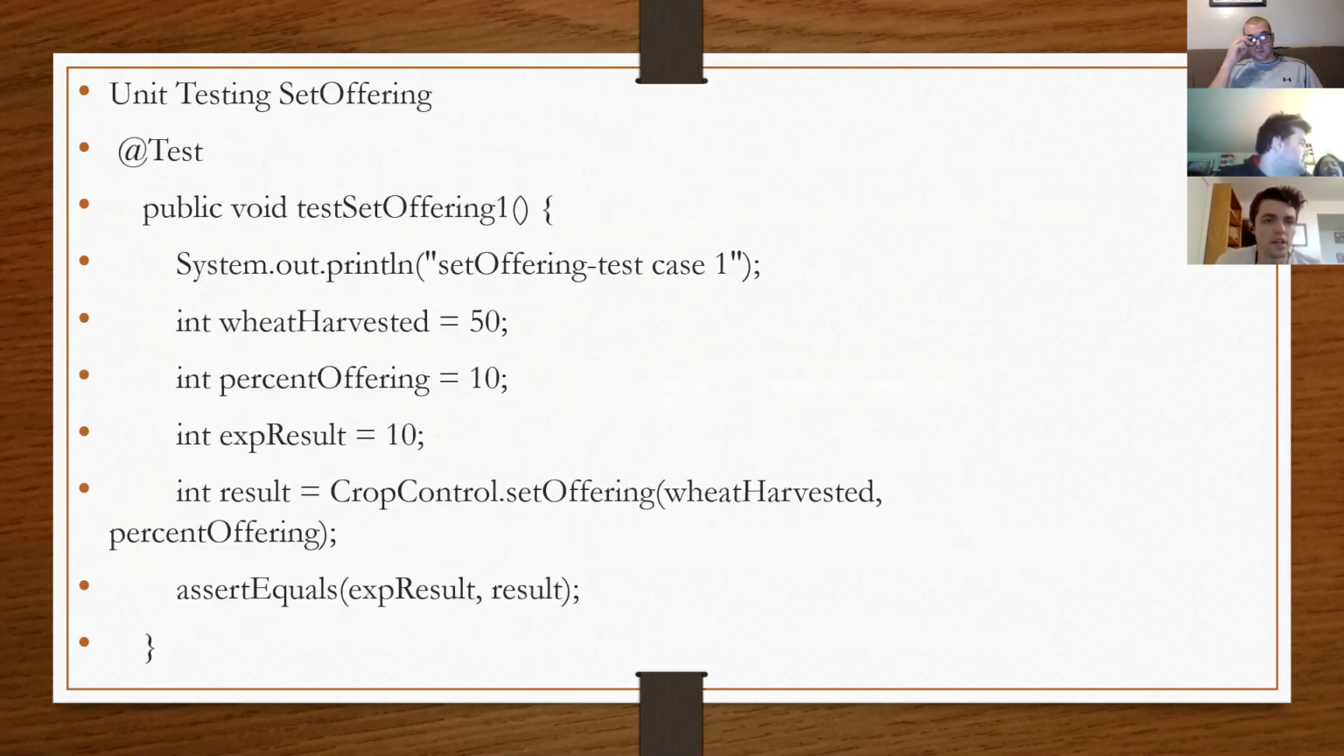All right, then this is the one that I created, the set offering method. With this specific test case, we've got wheat harvested set at 50%, offering set at 10, and the expected result is 10. We would change those values along with all these other test cases. You change those values to test your code to make sure that the calculations are correct, that the values you're putting in are calculating correctly and giving you the expected result. Also, if there are things that are supposed to be invalid, you check that it's calculating those as invalid. So the unit testing is definitely important that way.